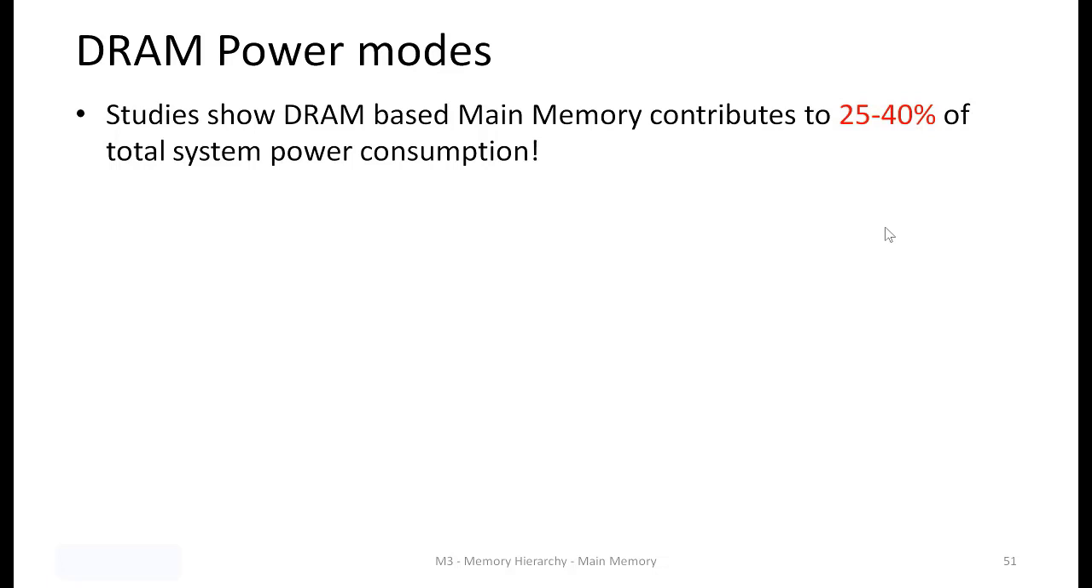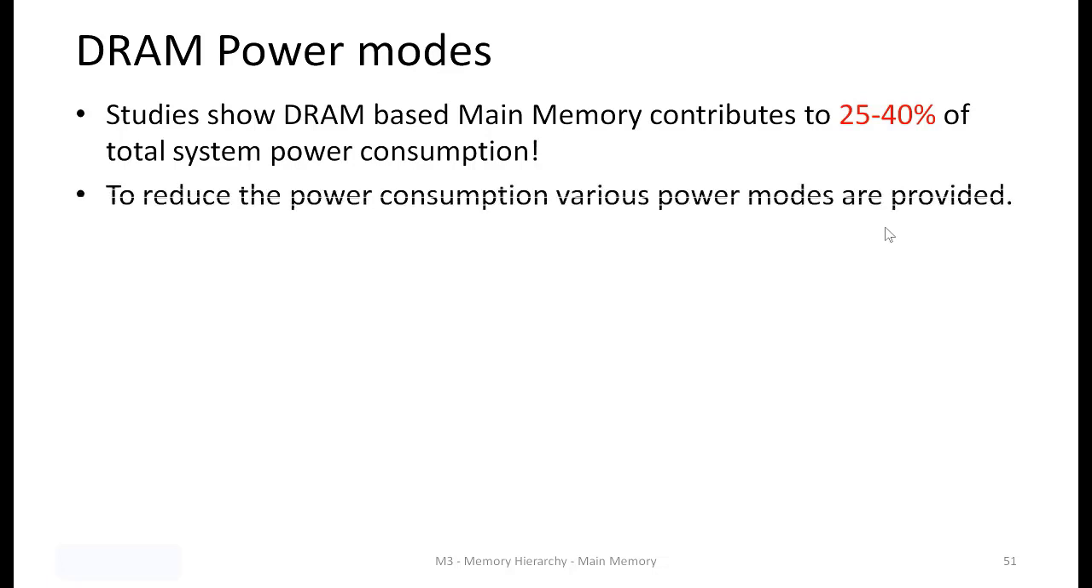In general, it was observed that DRAM based main memory that we use in our regular laptops, mobiles and servers or enterprise systems contributes 25 to 40% of the overall power consumption of the system, which is huge. So accordingly, to reduce the power consumption of DRAM, there were some power modes that were proposed and implemented in the hardware.